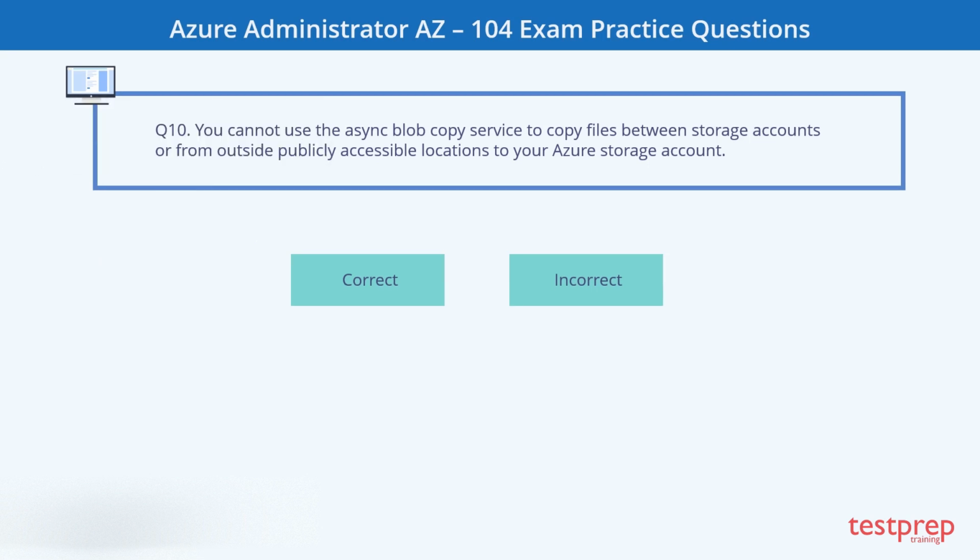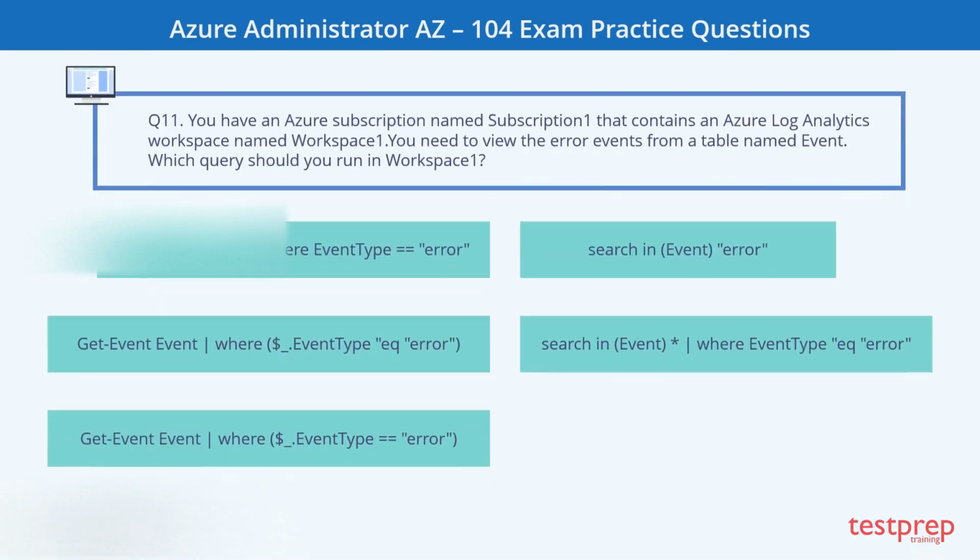Question 10. You cannot use the async blob copy service to copy files between storage accounts or from outside publicly accessible locations to your Azure storage account. Is it correct or incorrect? It's incorrect.